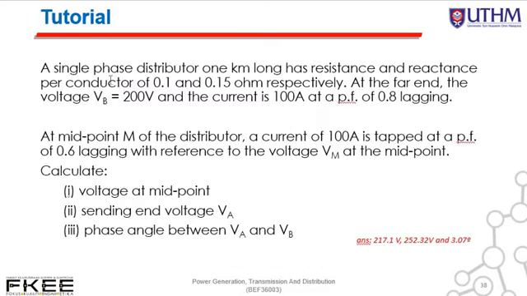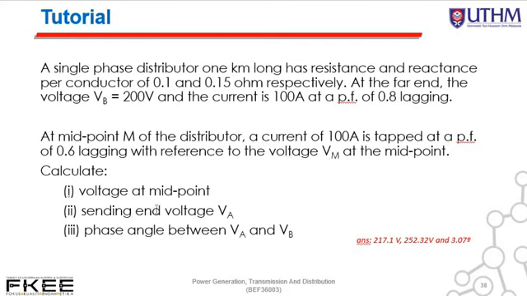So let's move on to the tutorial question. A single phase distributor of 1 km long has resistance and reactance per conductor of 0.1 and 0.5 ohm respectively. At the far end, the voltage VB is maintained at 200 volt and the current is 100 ampere at 0.8 power factor lagging. At the midpoint of the distributor, a current of 100 ampere is tapped at power factor of 0.6 lagging with reference to the voltage at VM.